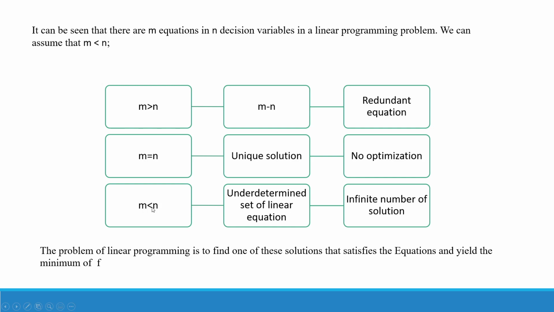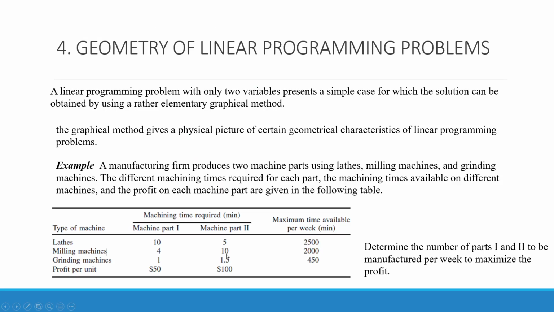M less than n means that there is an underdetermined set of linear equations. It means that there is an infinite number of solutions, and the idea of our linear programming is to get one solution that satisfies the equations, or the optimal solution that we need to satisfy the problem that we have.